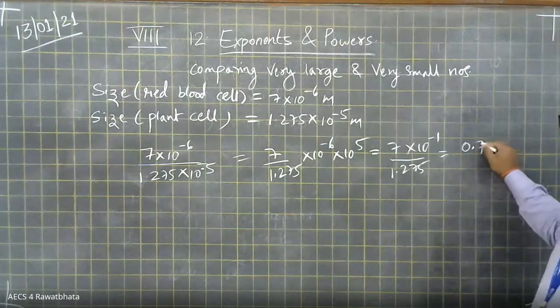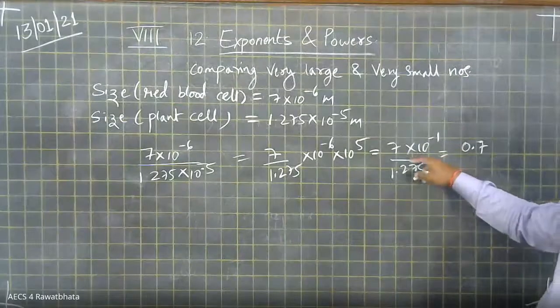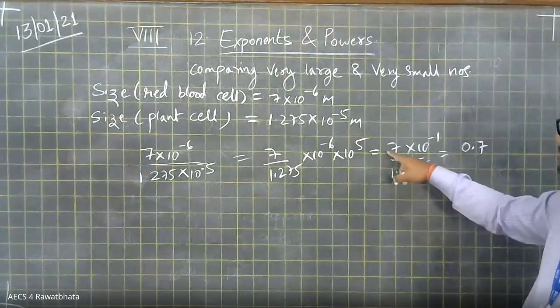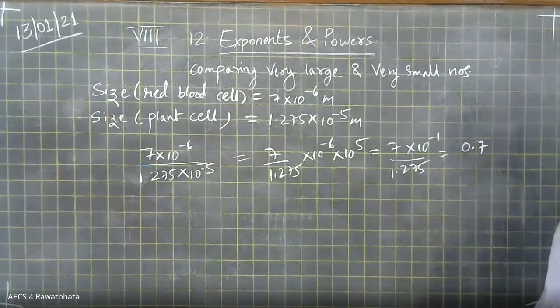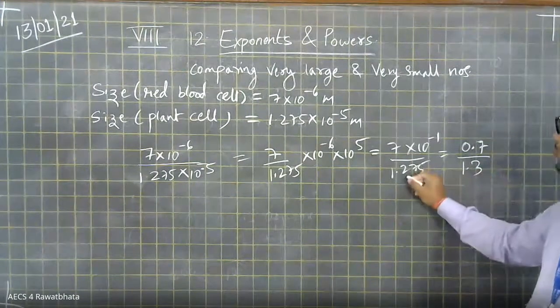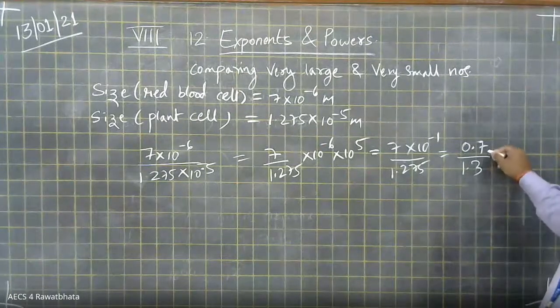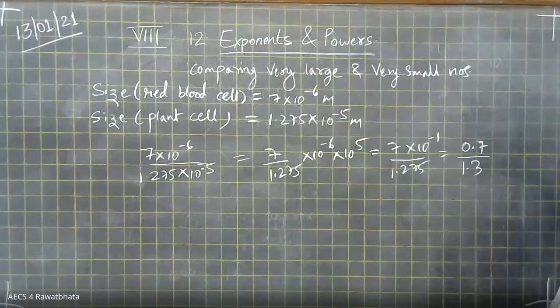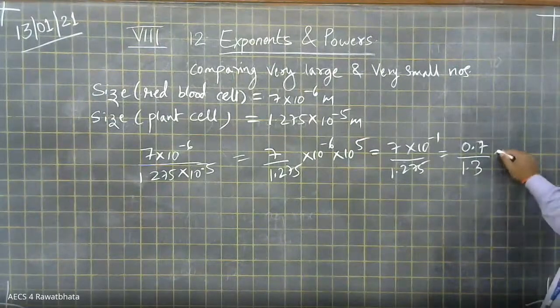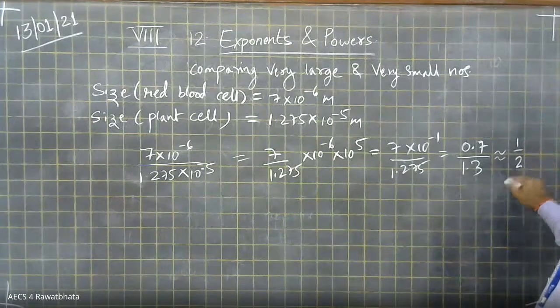When we multiply 7 with 10 power minus 1, we get 0.7. See, this is power minus 1, decimal is here, so we have to move to the right. 0.7, and here in denominator we have 1.3. This 1.275 is approximately 1.3, and this is 0.7, and this is 1.3. This is nearly equal to 7 over 14, since 7 2 times is 14, so this is nearly equal to 1 by 2.